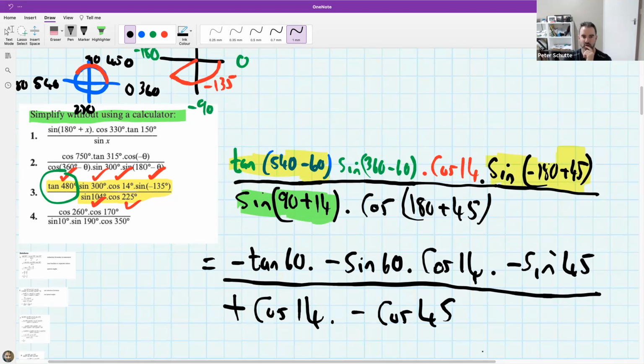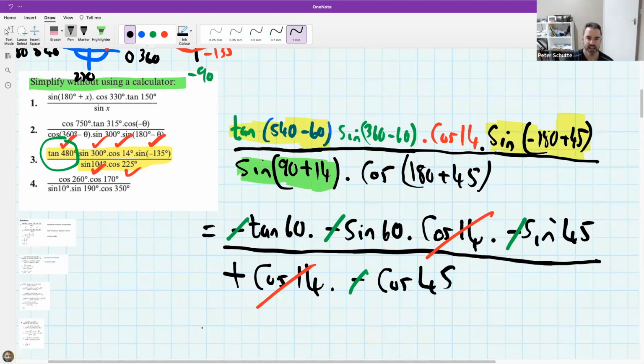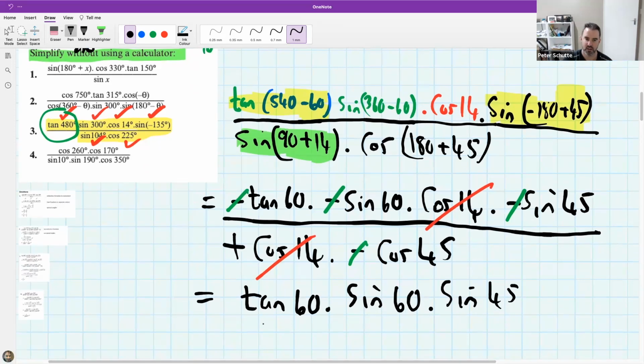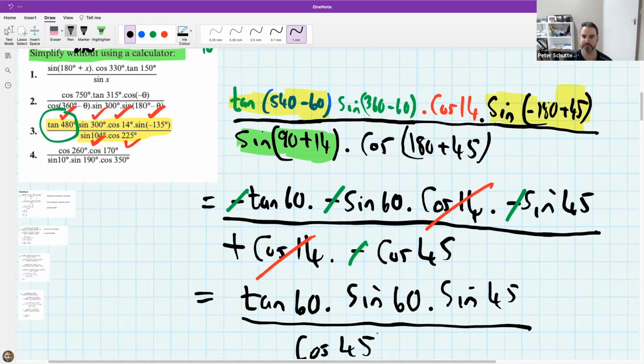Who feels like they can contribute something? I definitely notice that this and this are the same. So that can go away. I also notice there are 2 sets of negatives, which give us a positive. And then another 2 negatives here. And so those become a positive. So after all of that, let's see if it's a little bit less cluttered. I've got the tan of 60 times the sine of 60 times the sine of 45 over the cos of 45.